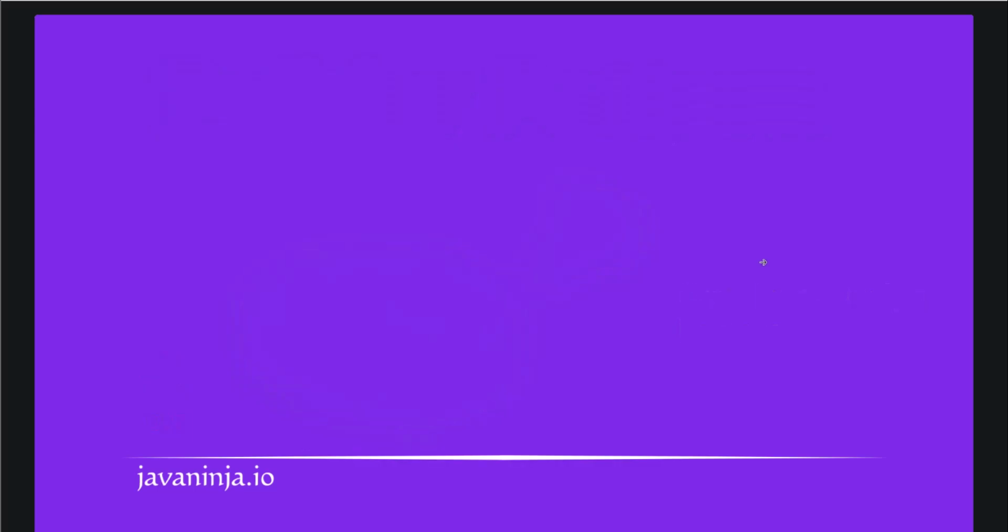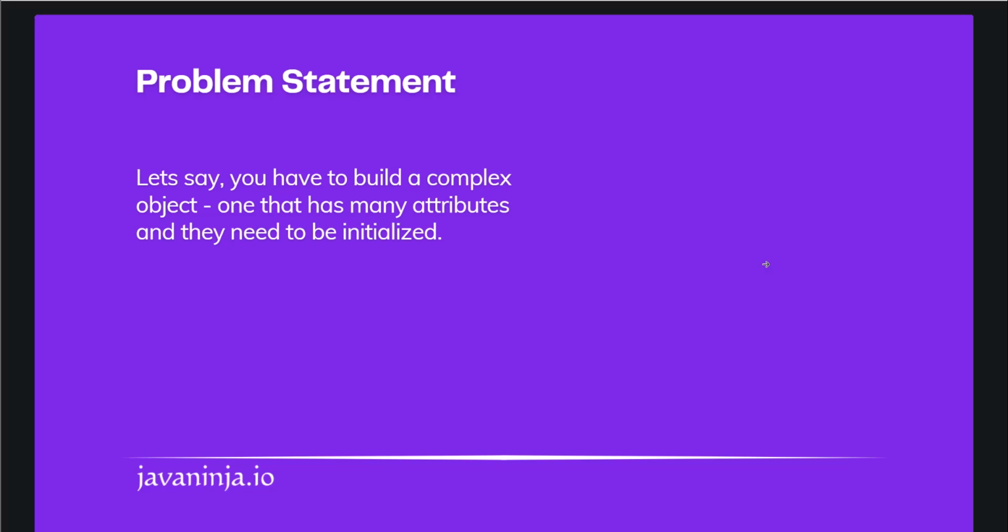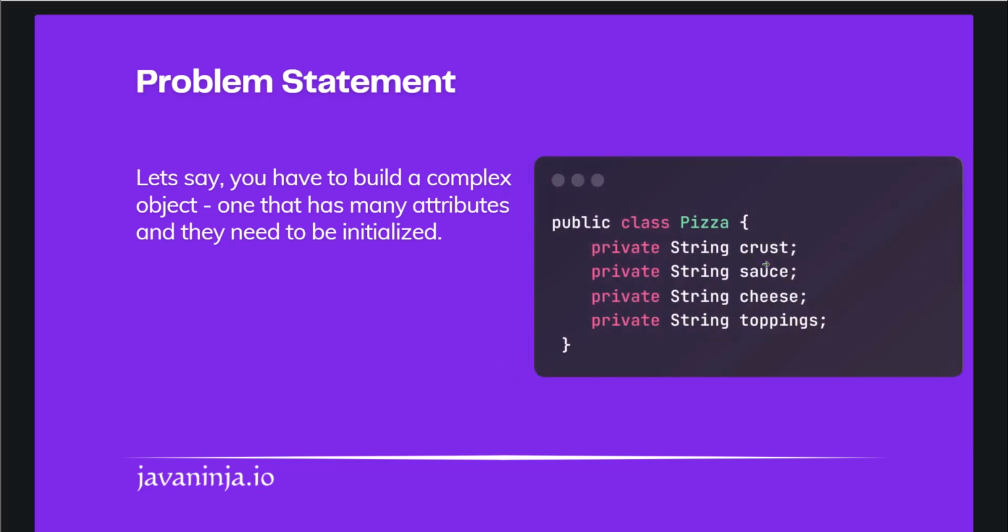So, first of all, let's define the problem statement. Let's say you have a complex object to build. That object has many attributes and they need to be initialized. Let's say I'm taking this example. It's a pizza class. It has 4 attributes. For the sake of simplicity, I've taken all of them as string, but they can be user-defined data types also. So in this example, we have crust, sauce, cheese and toppings.